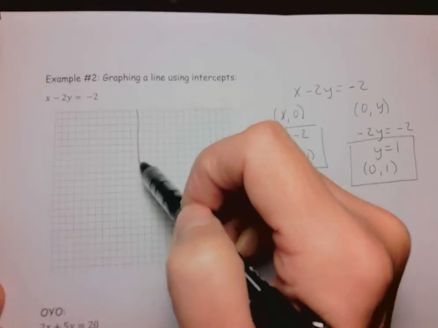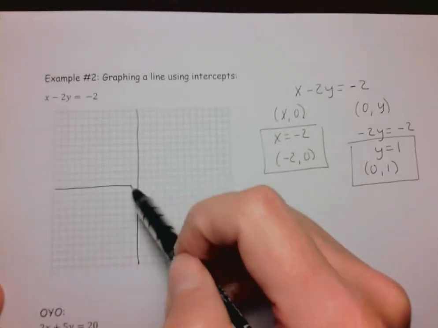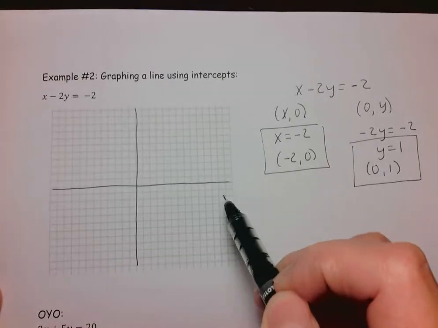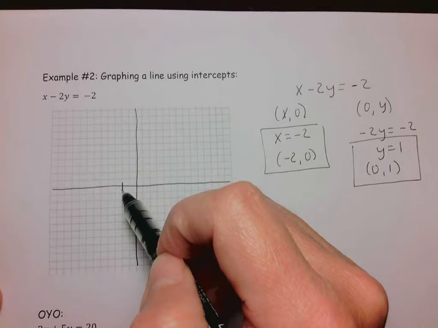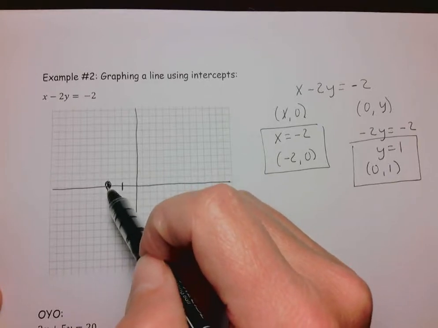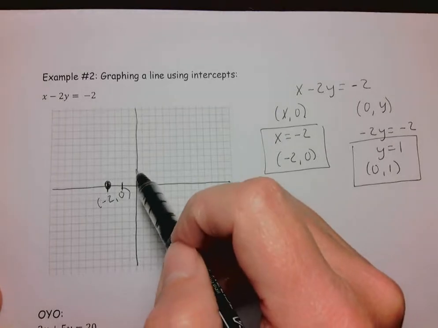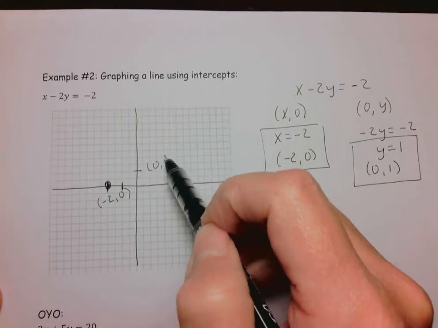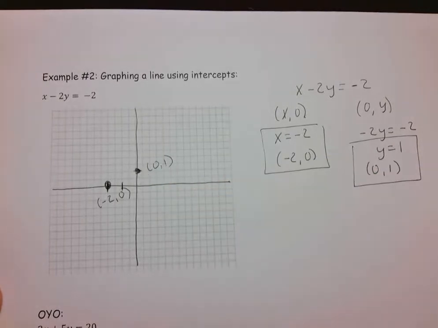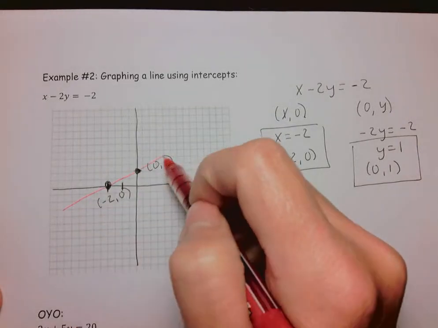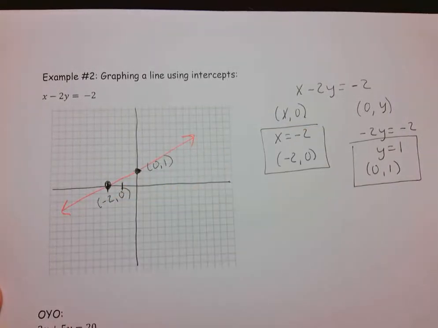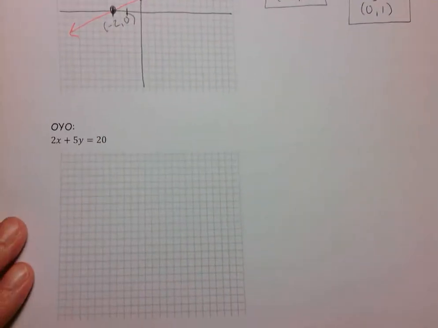So now I'm just going to graph it. So this line is going to cross over at -2, 0. And at 0, 1. So there's my line. Okay, so go ahead and hit pause and work out this problem on your own.